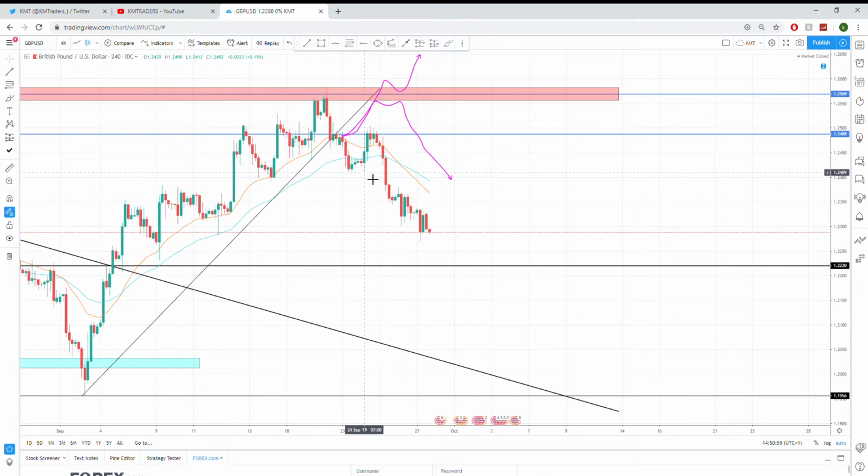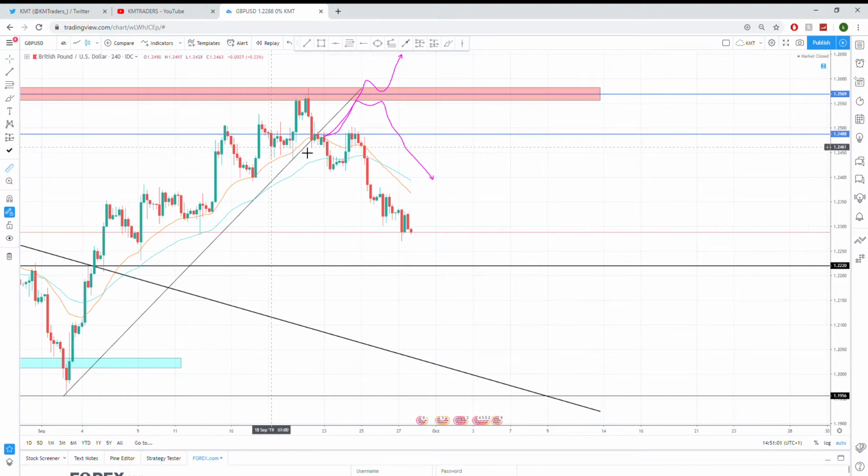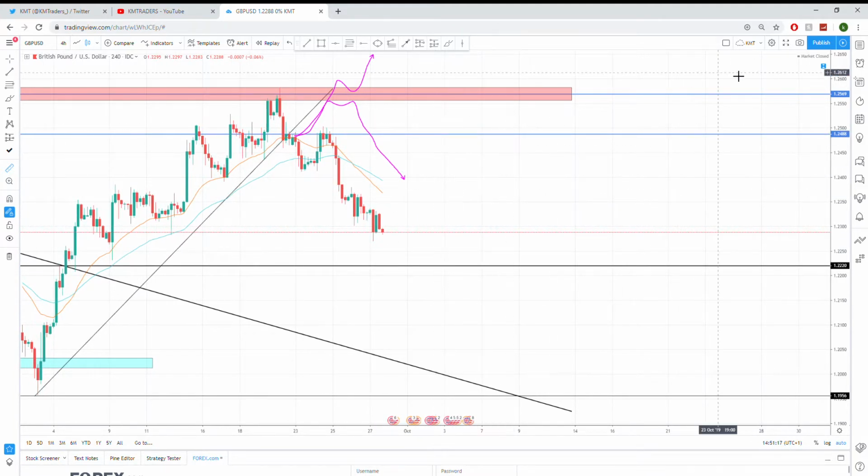So obviously that could have been a potential sell-off here through our weekly key level that we drew. If you decided to take this as a possible entry, you could have potentially made about 200 pips if you were to hold it all the way down to the swing low. So that is a potential trade.